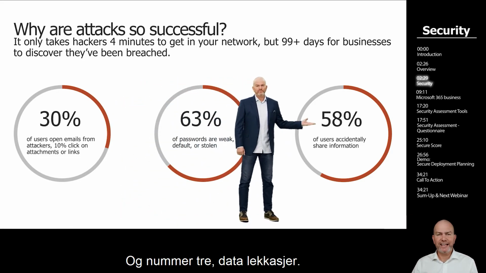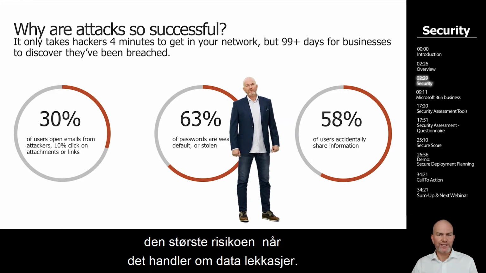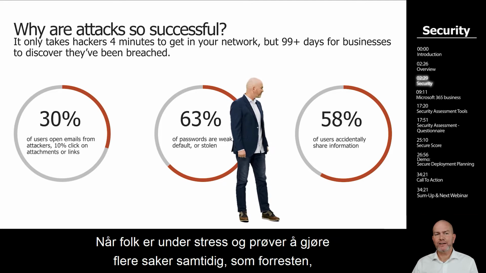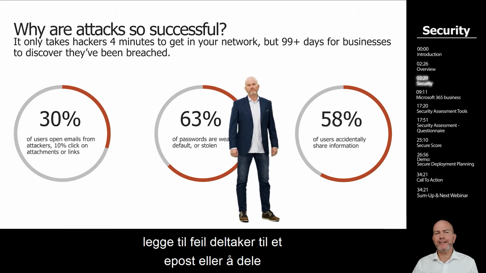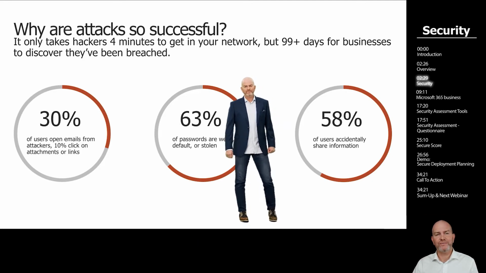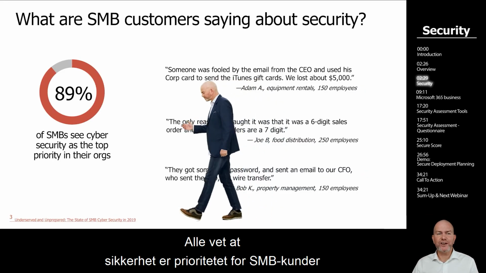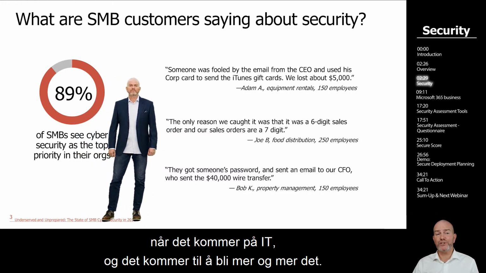Number three, data leaks. It's often their own employees that represent the largest risk when talking about data leaks. When people are stressed and trying to multitask, which by the way brain scientists say is impossible to do, it's human to accidentally add the wrong participant to an email or share information without having any control of how it's used. We all know that security is the top IT priority for SMB customers and will be more and more so.